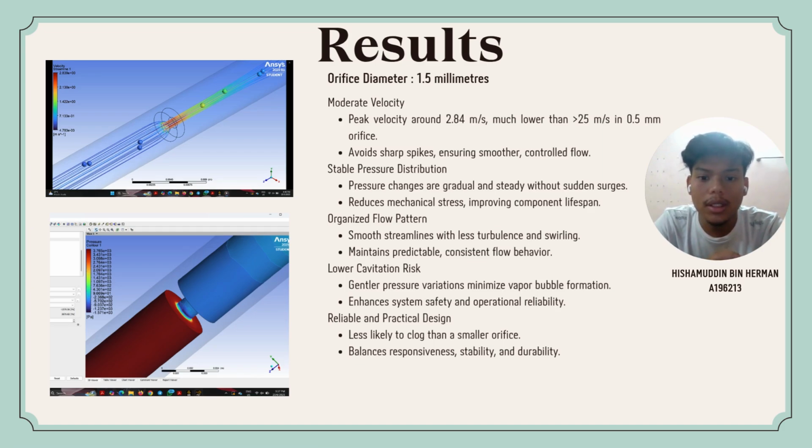The third one is organized flow pattern. The smooth streamlines with less turbulence and swirling. So it will maintain predictable, consistent flow behavior. The fourth one, lower cavitation risk. The gentle pressure variations minimize vapor bubble formation. So it will enhance system safety and operational reliability. The fifth one is reliable and practical design. It is less likely to clog than a smaller orifice. It will balance responsiveness, stability, and durability.